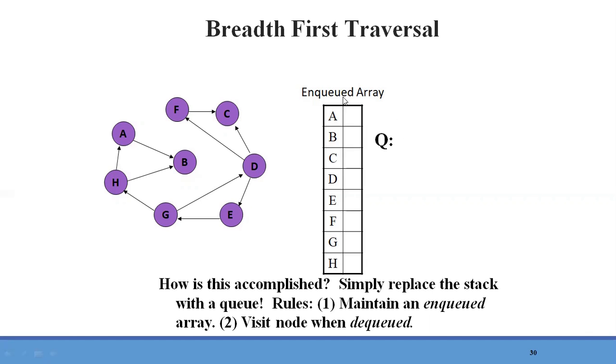So here again, I have used a one-dimensional array, and size of this array is equal to total number of nodes present in a given graph. So again, like DFS, in BFS also we will need the starting vertex input from user. So here we need to maintain an enqueue array and visit the node when it will be dequeued.